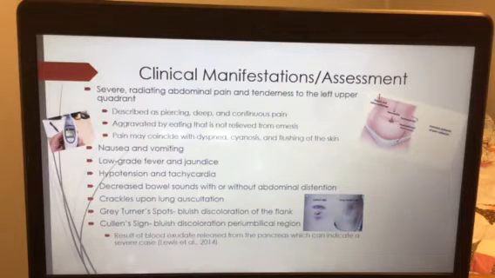Nausea and vomiting could be present, low-grade fever and jaundice, hypotension and tachycardia, decreased bowel sounds with or without abdominal distension, crackles upon lung auscultation, and then we have Grey Turner spots and Cullen signs. So the difference between these two, they both have bluish discoloration, but the Grey Turner occurs over the flank region, and the Cullen sign occurs in the periumbilical area. This results due to a blood exudate being released from the pancreas, and this indicates a severe case of pancreatitis.